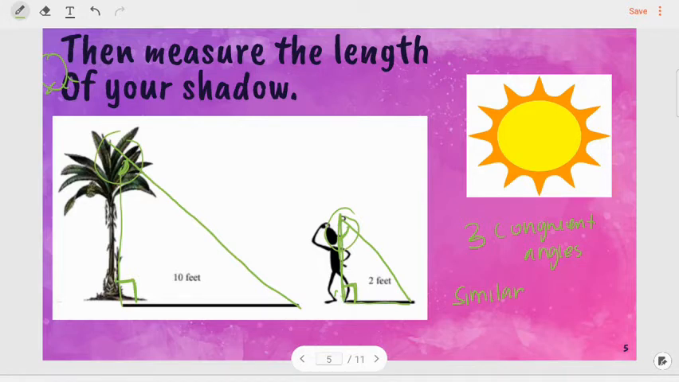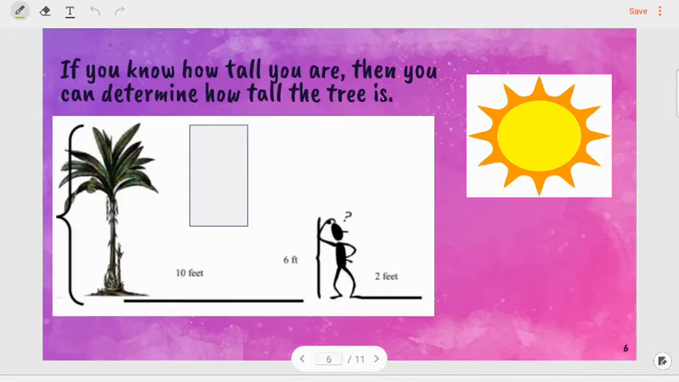And just like in our last lesson, if my triangles are similar, then I can use proportions to determine missing lengths. Well, I need to know one more thing, because just knowing that the tree has a 10-foot shadow and I have a 2-foot shadow isn't going to help me. I know that I am 6 feet tall and I have a 2-foot shadow. So I've got this triangle and this unknown triangle. And I'm going to label this down here, and I have these matching sides.